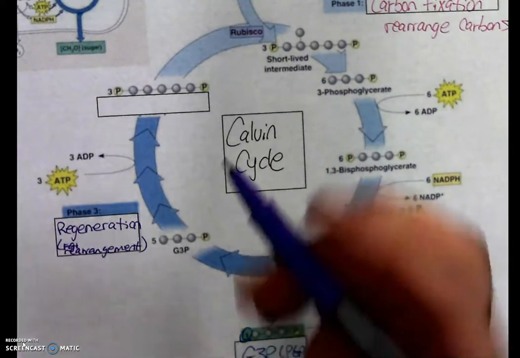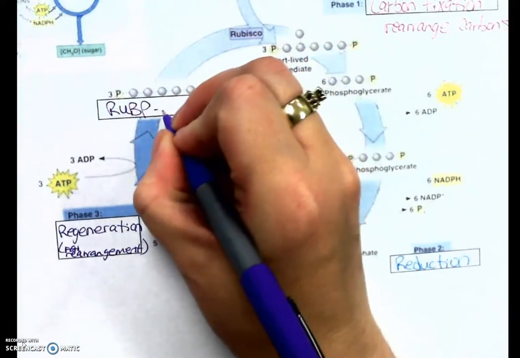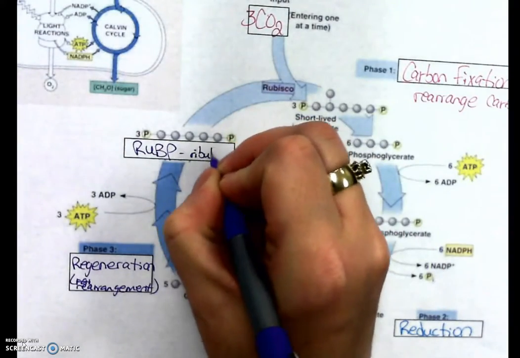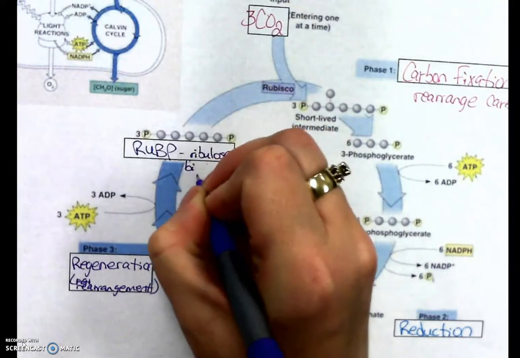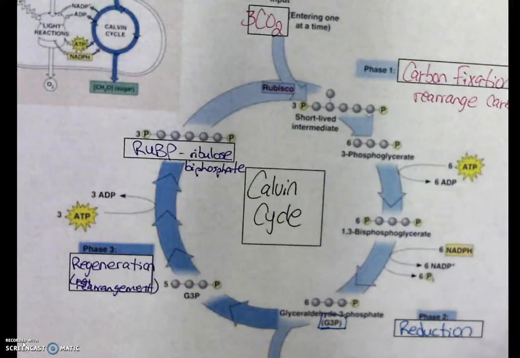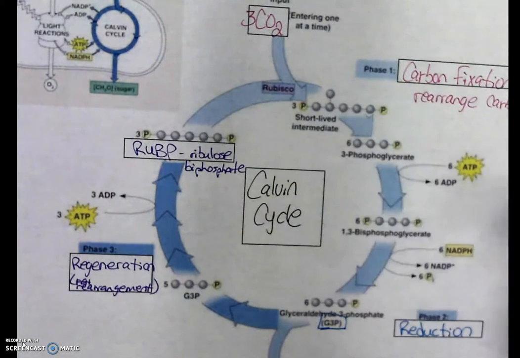This 5-carbon molecule is our RuBP, and that is short for ribulose bisphosphate. Ribulose bisphosphate is RuBP. RuBP becomes rubisco. Rubisco combines with CO2 that enters to once again start the Calvin cycle, producing the glucose molecules that we get from photosynthesis.